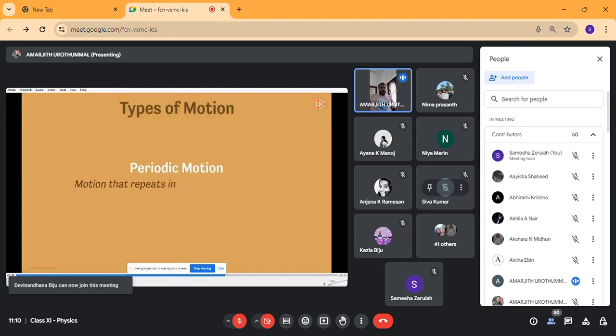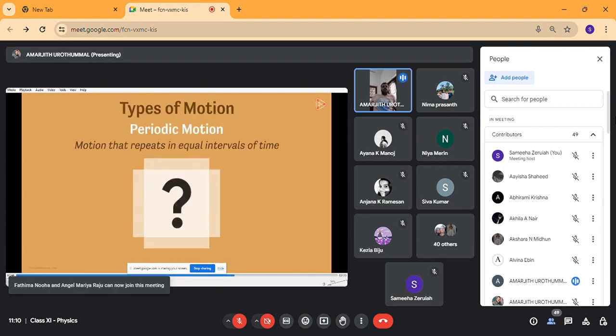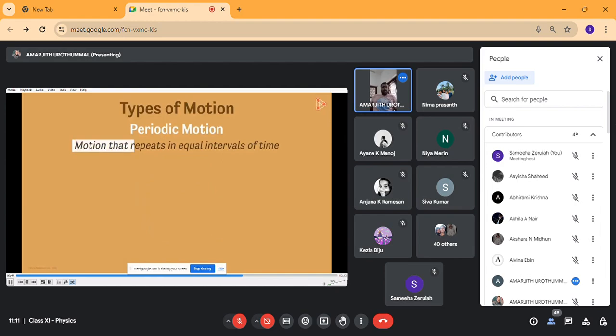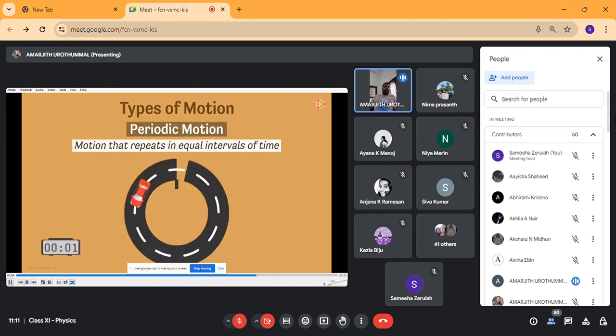Another one is called a periodic motion. Periodic motion means any motion which repeats after regular intervals of time. For example, the pendulum in your clock or the motion of earth around the sun. These all are examples for periodic motion.